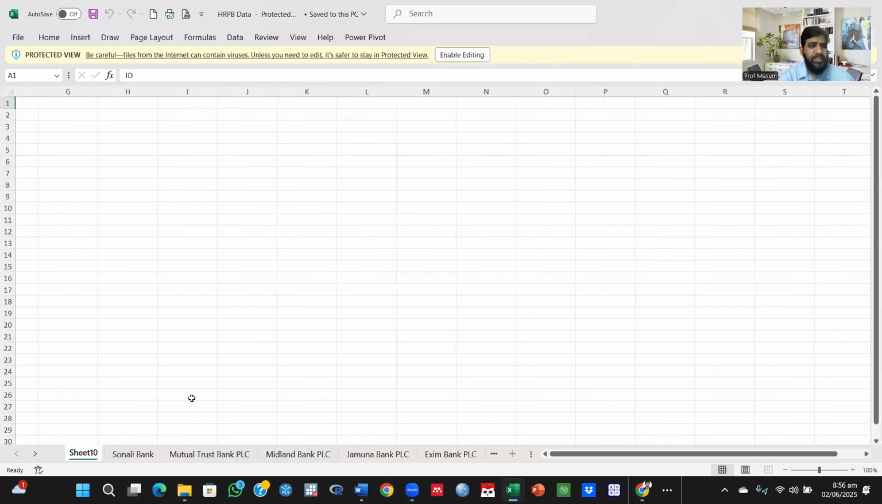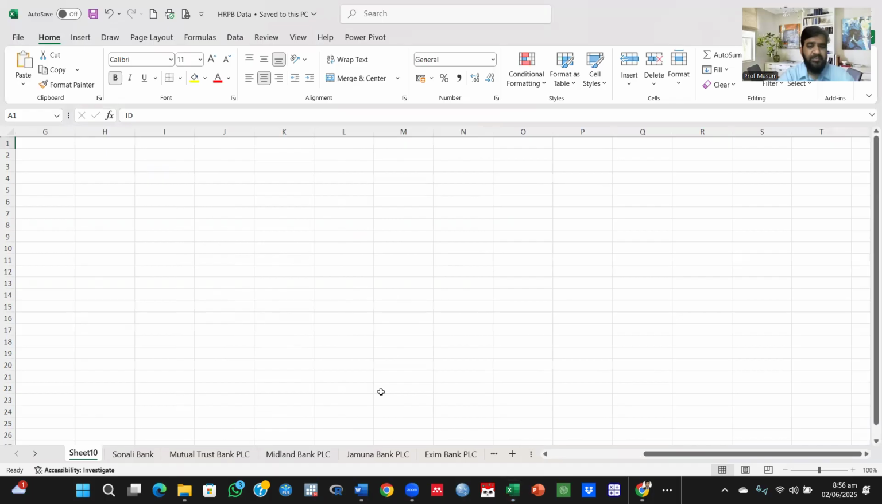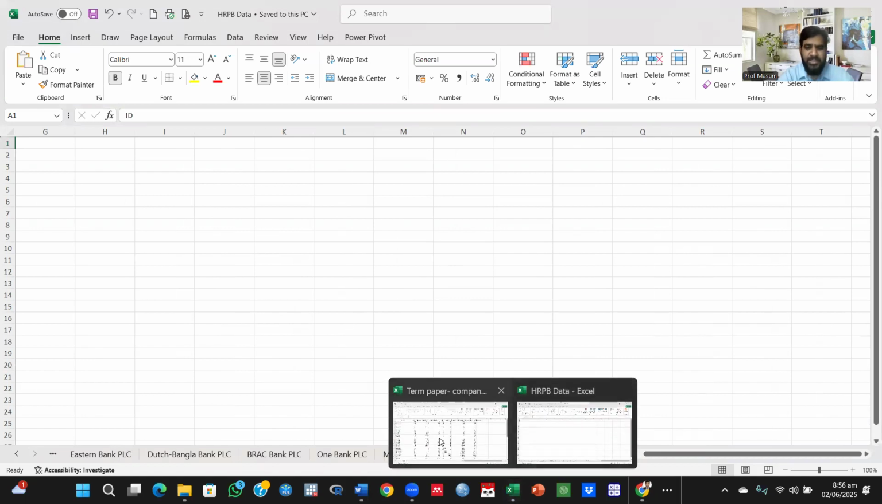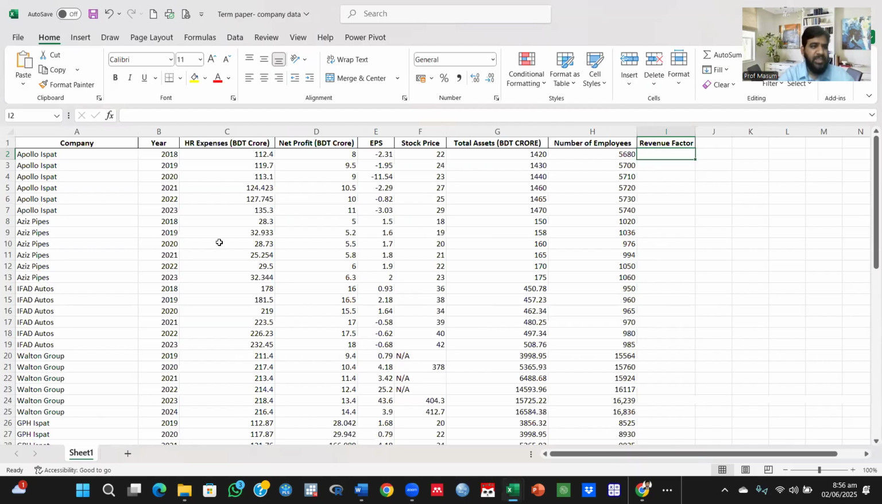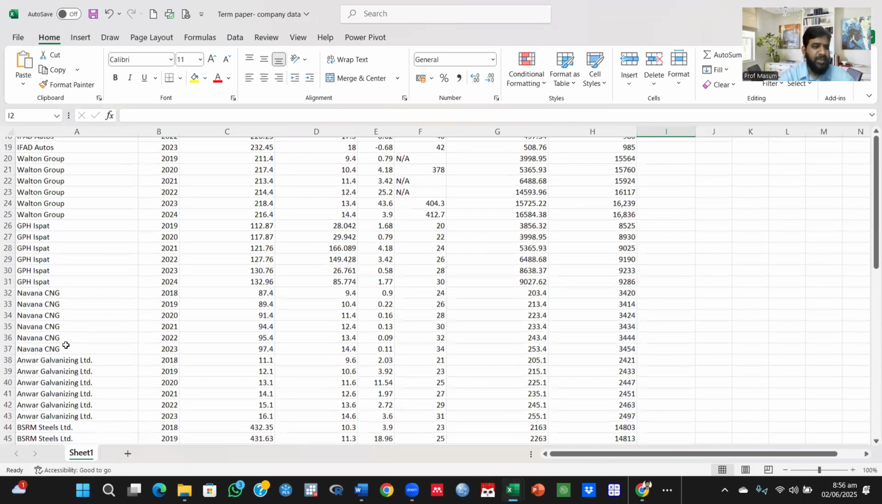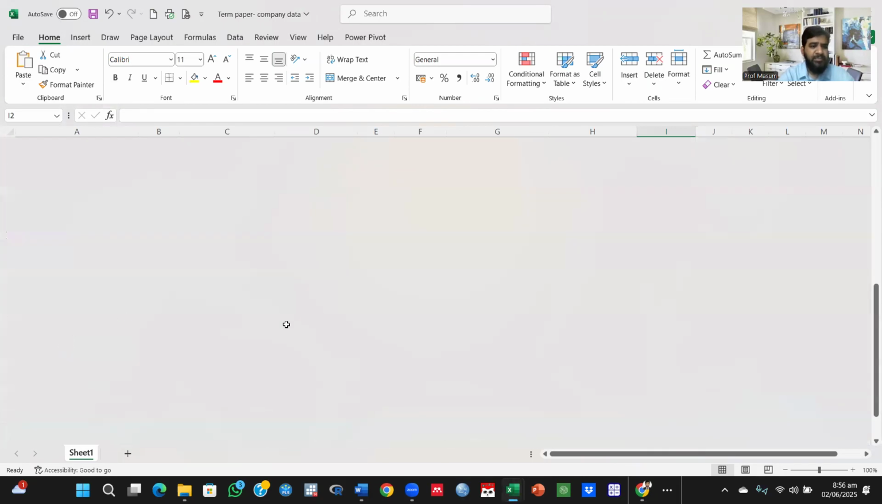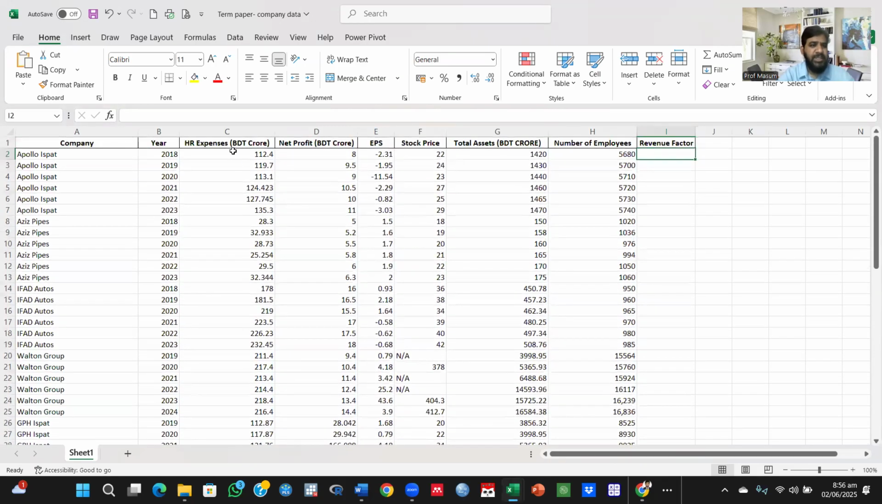So data is not compiled together. Sir, we separated it bank wise. So if you have the data according to bank wise, it will not work. You have to summarize the data in one sheet. All right, like this. You will summarize the name of the companies and then you will give the data here, time series data. All right.